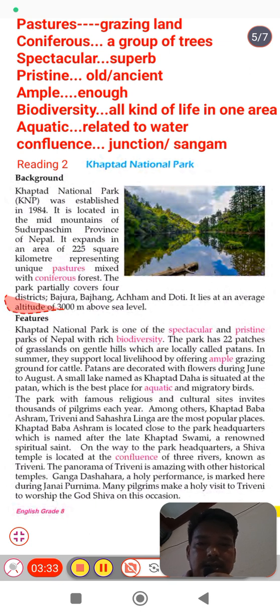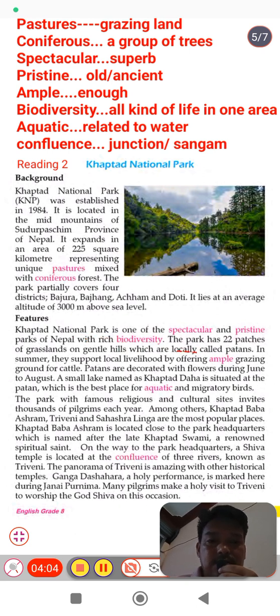Altitude means height. And now its features. Khaptad National Park is one of the spectacular and pristine parks of Nepal, with rich biodiversity. So this park is very amazing, students. Spectacular means superb, and pristine means oldest. It is one of the oldest parks of Nepal, where we can have all kinds of life in one area.